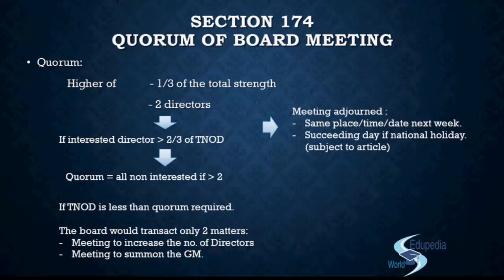You don't have as many directors to hold a meeting in any way. So how do you hold a meeting? You don't hold a meeting. In that scenario, if you hold a meeting, you can transact only two matters. Number one, you hold a meeting to increase the number of directors, or number two, to summon a general meeting. For no other purpose can you hold a board meeting when you have no quorum, right?